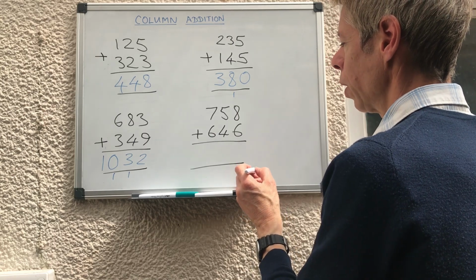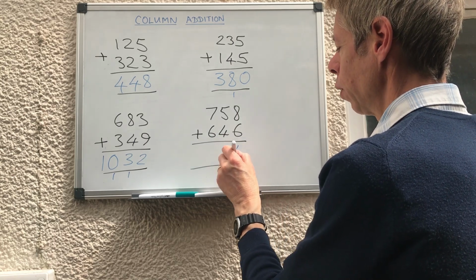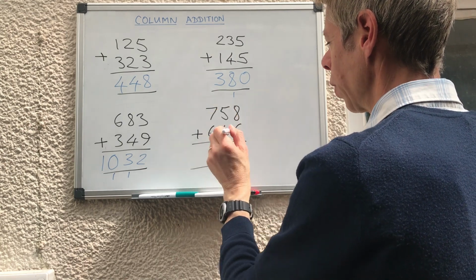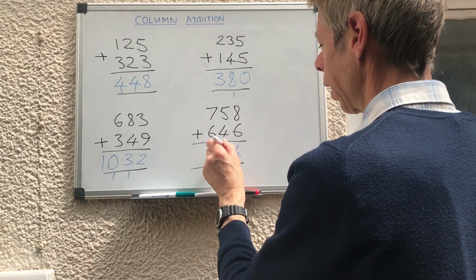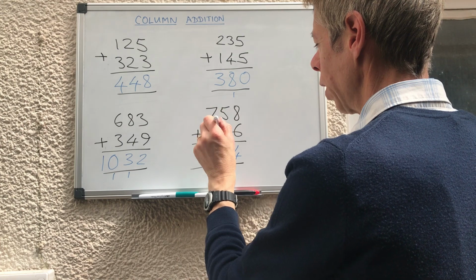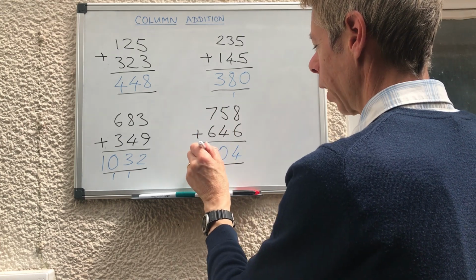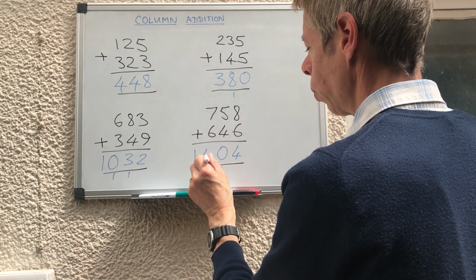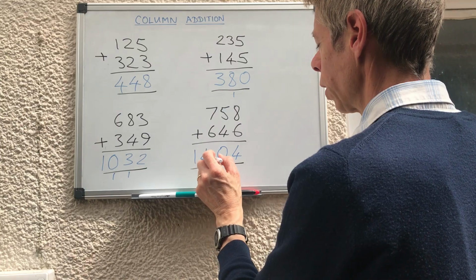Right, last question. 8 plus 6, 14. 5 plus 4 is 9, but add the 1 to make 10. 7 plus 6 is 13, but add the 1 to make 14. So the last answer is 1404.